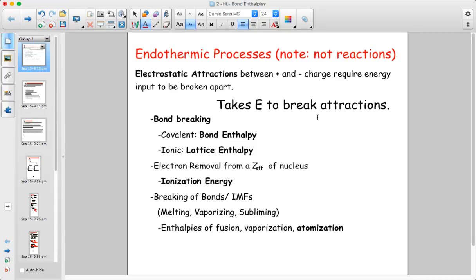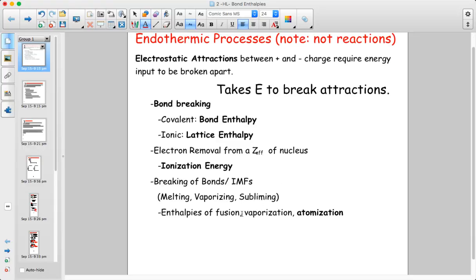There's also positive enthalpy changes associated with breaking IMFs. So if you melt something, vaporize something, sublime something, there are enthalpy changes that are positive that go along with those as well. Enthalpies of fusion, vaporization, and atomization. And I bolded atomization because it's one that we'll come back to later on.